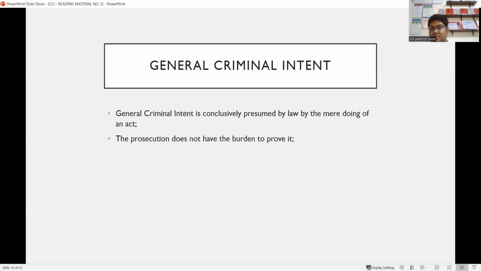So, the prosecution does not have the burden to prove that the accused killed. The accused has the burden of proof that maybe he acted out of self-defense, etc., or by mere accident, that he killed accidentally. That's why he is exempted from any criminal liability.